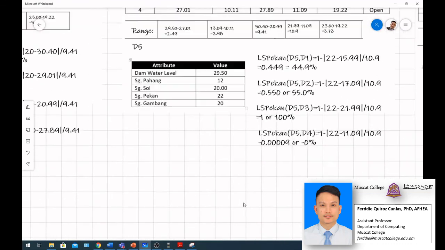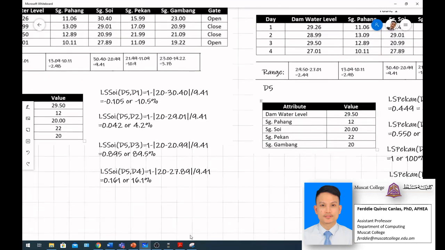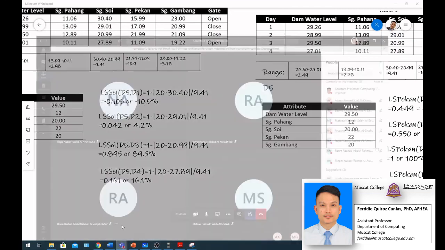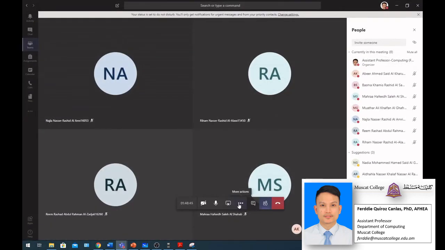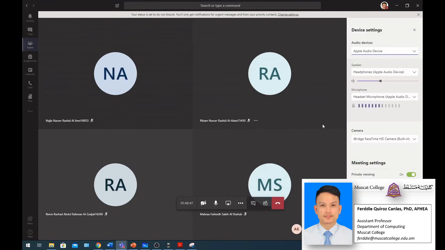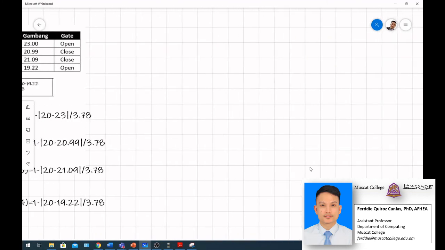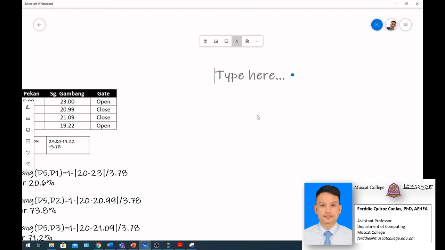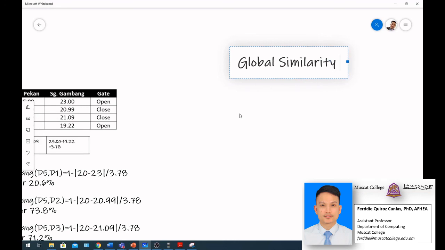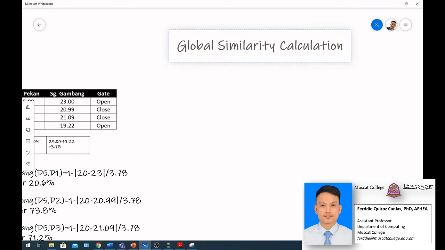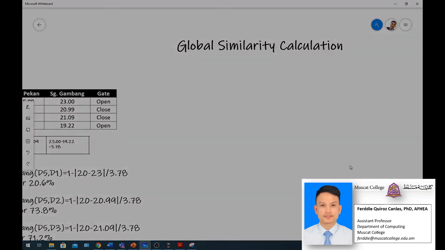So we are done for the similarity calculation. We will continue to the next part, which is GS. Next meeting, God willing, we're going to discuss the calculation for global similarity. Next meeting you will do it, and we will try to make a calculation of this. Okay?